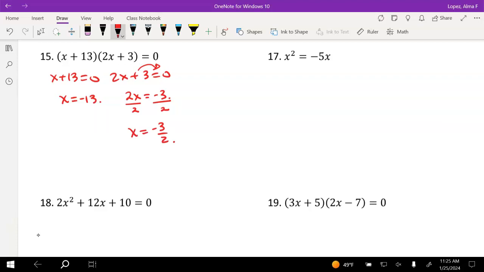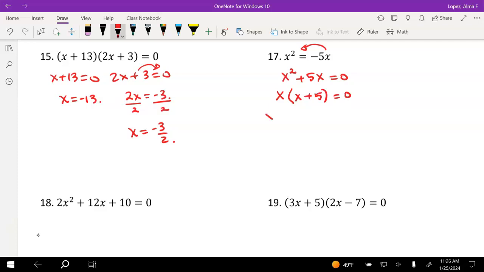On number 17, I'm going to start by getting everything on the same side and equal to 0. I get x squared. When I move the negative 5 over, it becomes a positive 5x. Now this one is kind of strange looking, but I want you to remember your factoring skills. First thing you do is always look to see if they have anything in common. These two terms both have an x in common. I can factor it out of the first term. I can factor it out of the second term.